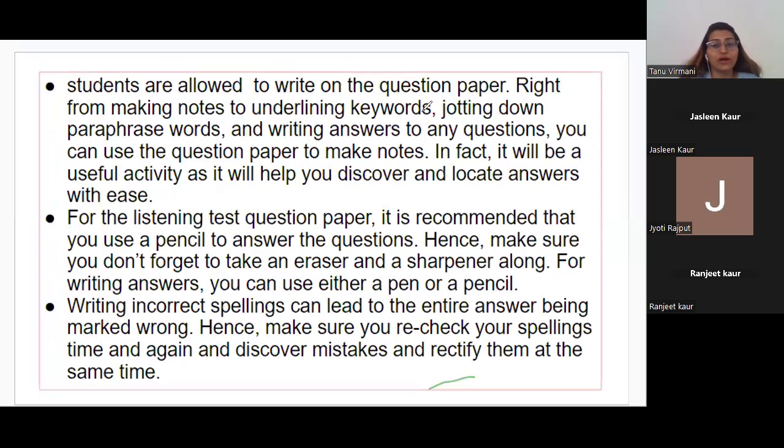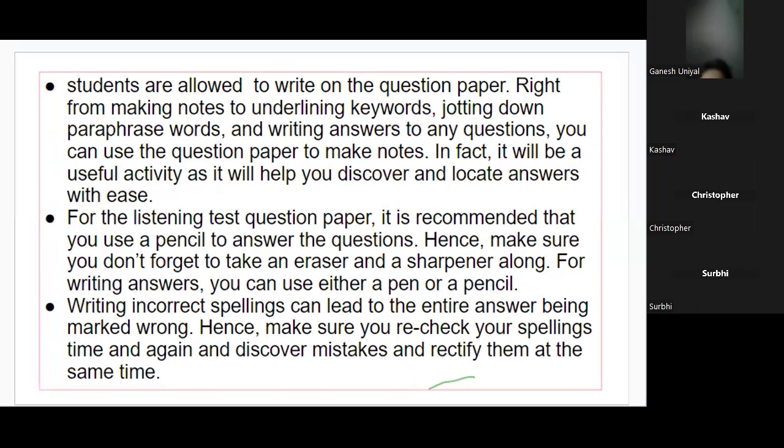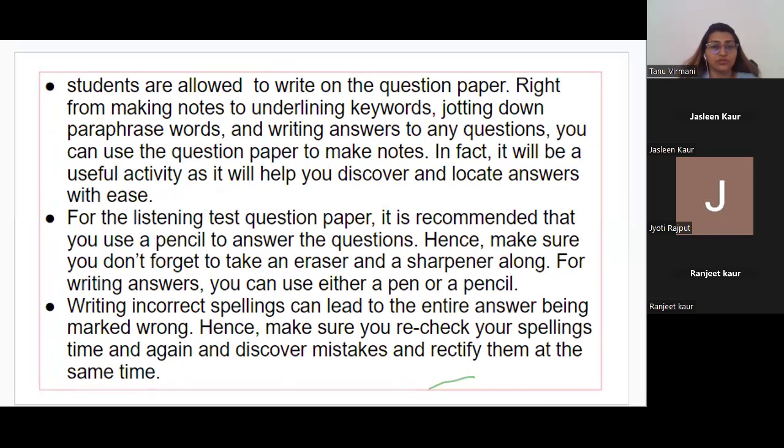Students are allowed to write on the question paper, right from taking notes to underlining keywords, jotting down paraphrased words, and writing answers to any question. You can use the question paper to make notes also. It will help you to discover and locate your answer easily. So when you are reading the question, just underline your targeted listening, what information you have to look for in your audio.